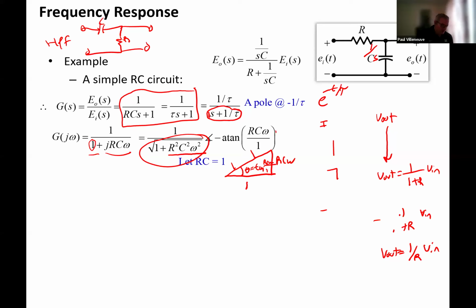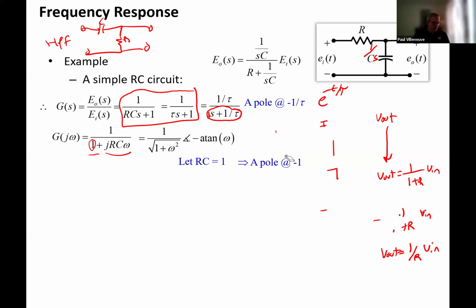Let me erase this a little bit to give us some room here. All right, so let's let RC, the combination of the two, whatever resistor capacitor combination you did, equal 1, to simplify the math a little bit. Now all we have is 1 over the square root of 1 plus omega squared, and an inverse tangent of omega. Again, we're going to see why making this assumption about RC equal 1, at least for this first pass, makes it easy to follow.